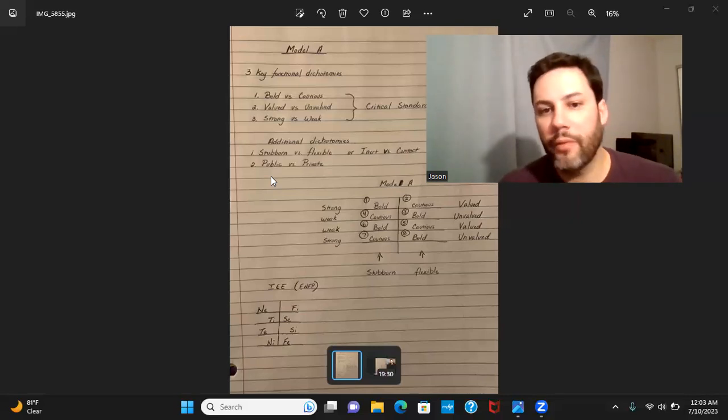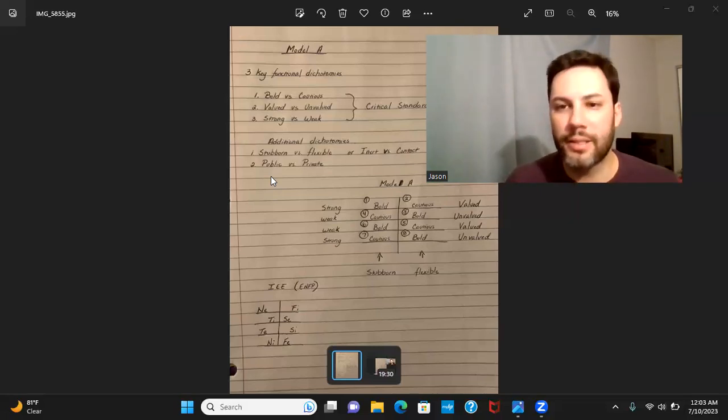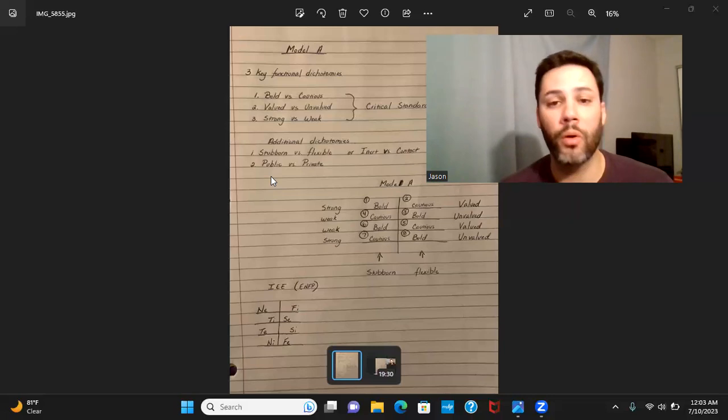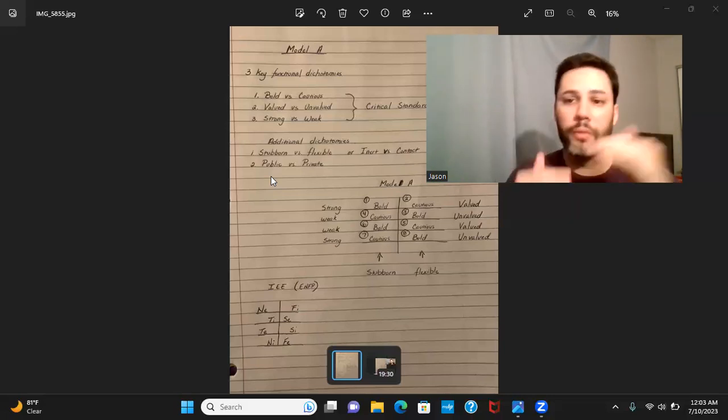Two, public versus private. Which are the ones that, again, you're willing to put out there? Everyone can kind of see it. It's very much a part of the identity. It's public. And what are the things that are more private? You internally kind of value it, like it, and so on, but you don't always really show it quite so obviously to people. Public versus private.